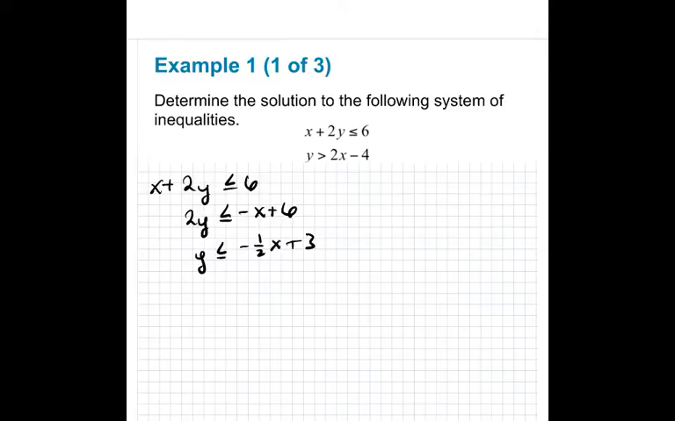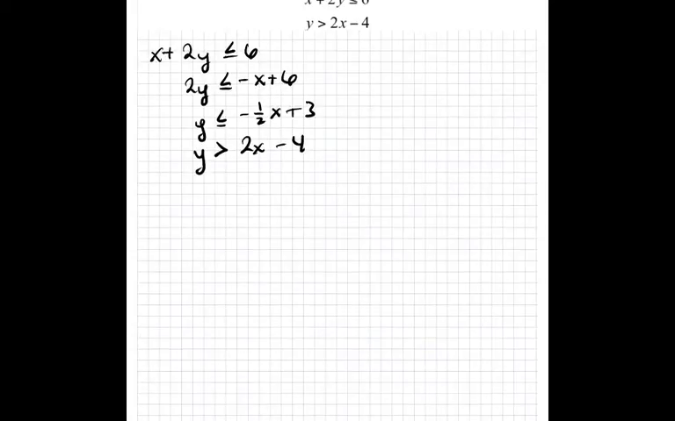And then the other one was y is strictly greater than 2x minus 4, right? So then all we're going to do is graph each of these inequalities on the same axes, and then pretty much choose test points. That's how I'll go about it.